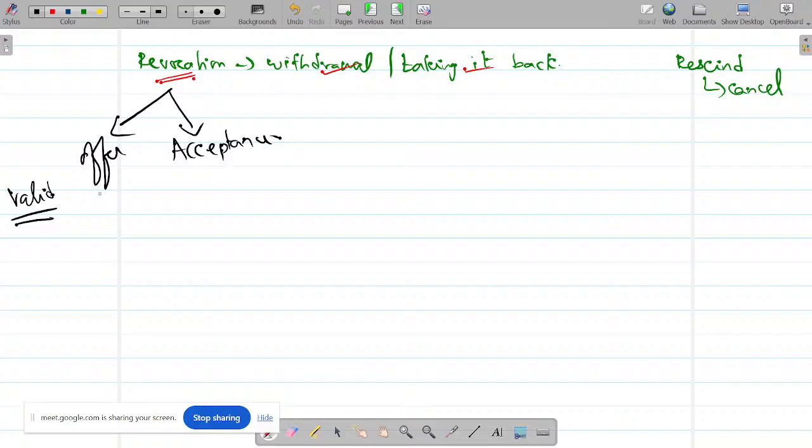If a revocation of offer should be valid, the offer should not be accepted. Why? Once it is accepted, it becomes a contract. Then how can you talk about withdrawing the offer? It's not possible. To talk about the validity of revocation of acceptance, it should not be properly reached to the offerer. It should not be properly communicated to the offerer.